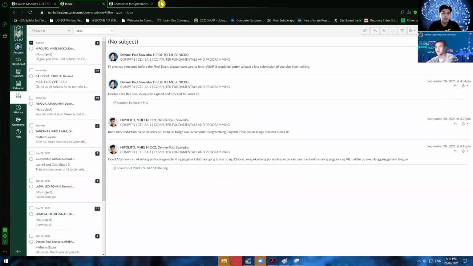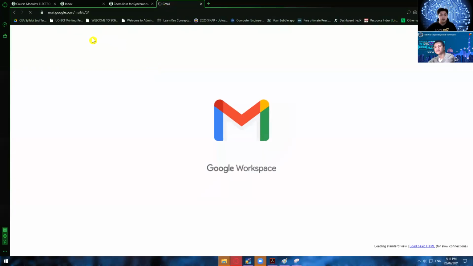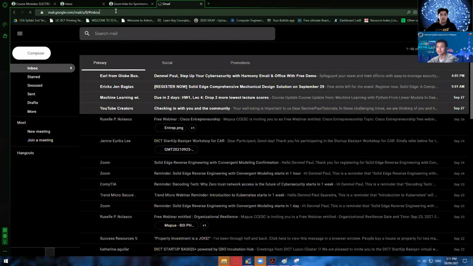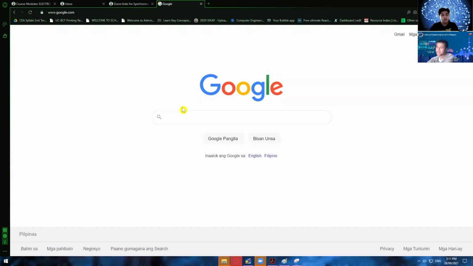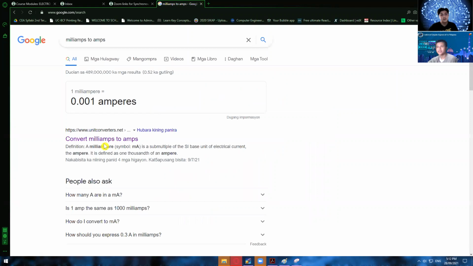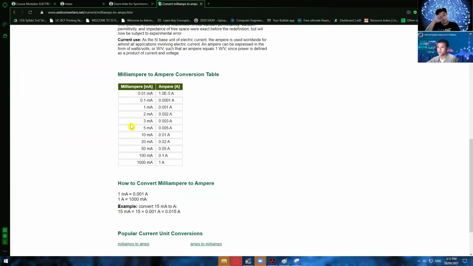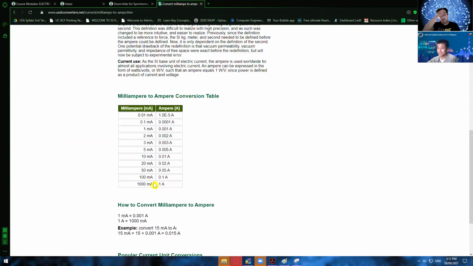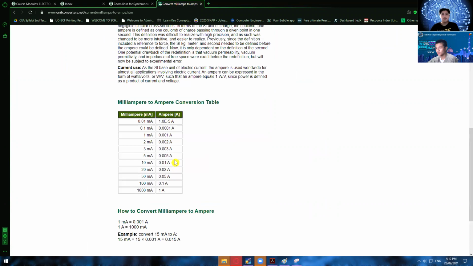So again, kung nalilito pa rin kayo, balik lang kayo sa graph ng conversion ng milli to amps. Okay, dito laging basis ko. So just check this one out. So 1,000 milliamps is equal to 1 amp. And yeah, walang micro dito. But if you want micro, so ganun din. Magiging 1 million microamps nga lang.